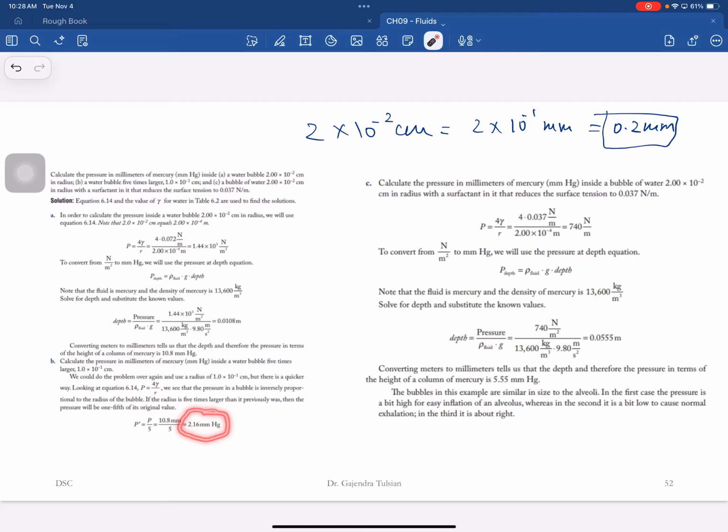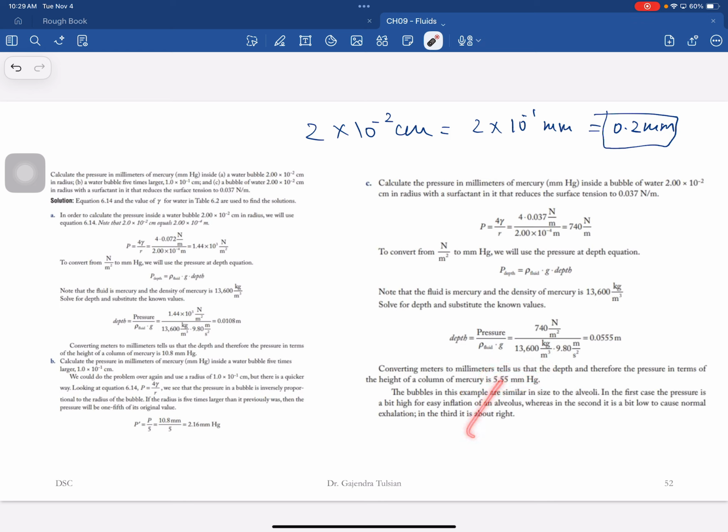A water bubble the same size as the alveoli with a surfactant. So this is without the surfactant, and this is the pressure with the surfactant, for this size bubble. You see the surfactant reduces the pressure inside the alveolus. And this will be important. We'll come back to that number in a second.